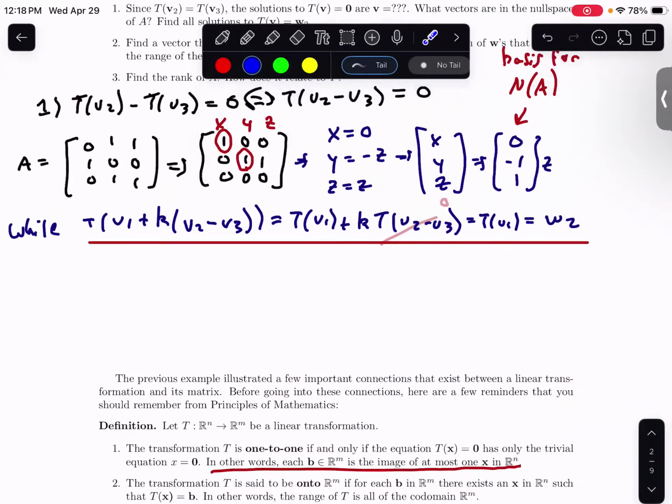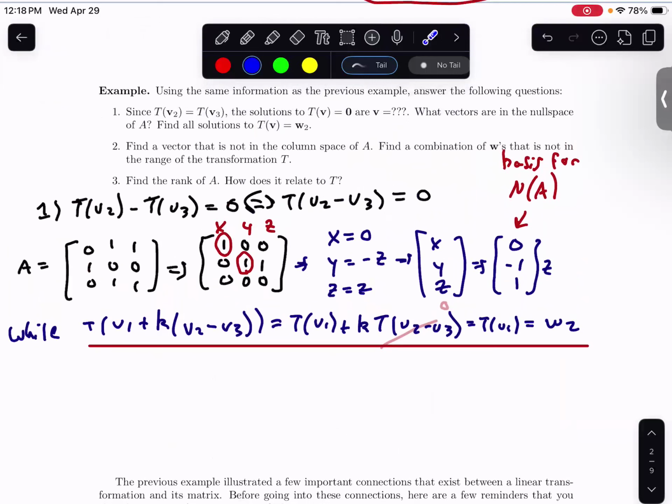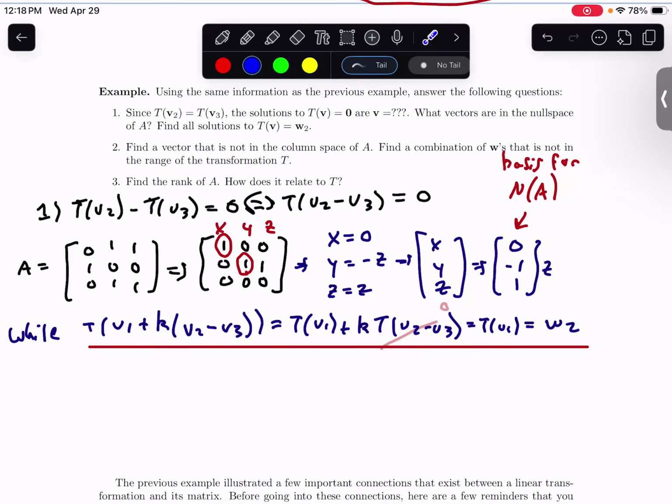But let's go back up to the original. For part 2, it wants you to find a vector that's not in the column space of A, and then it wants you to find a combination of W's that's also not going to be in the range of the transformation. These should be equivalent questions to one another. Maybe I'll ask you, there's a pretty straightforward vector, one that's a little bit easier to see, that's not going to be in the column space. Does anyone see a vector that's not in the column space of A?